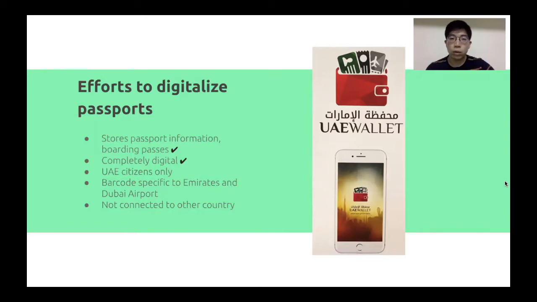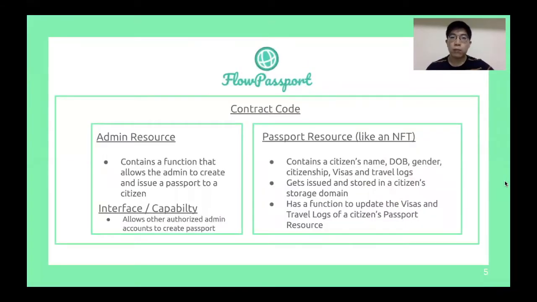The UAE wallet, for example, allows their citizens to store their passport information and boarding passes on an app. But unfortunately, it's not really connected to any part of the world and can't really be used by any citizens outside of the UAE. This is where FlowPassport comes in.